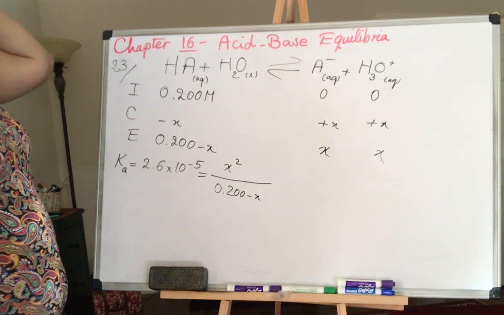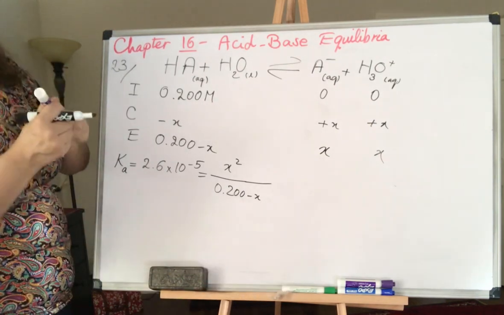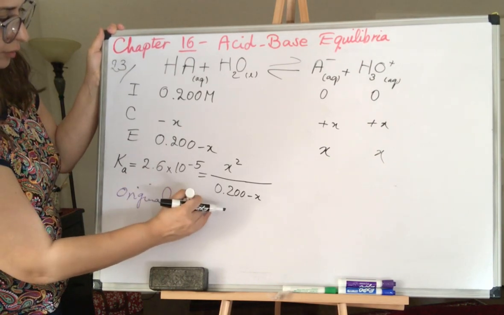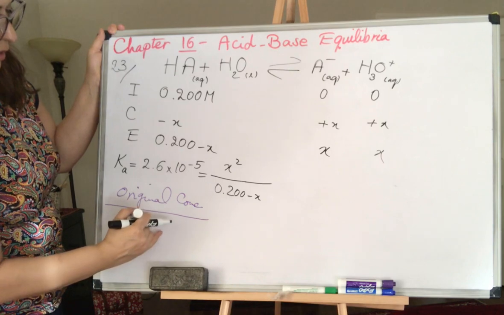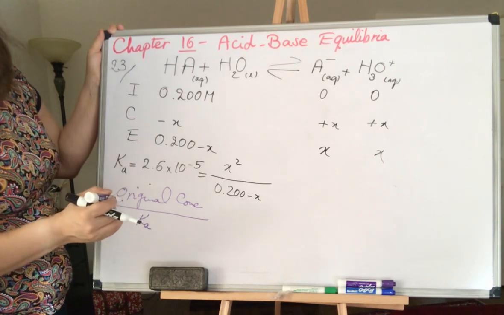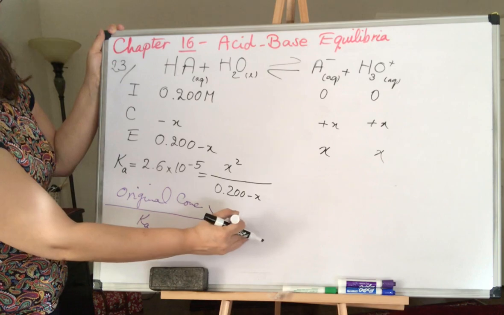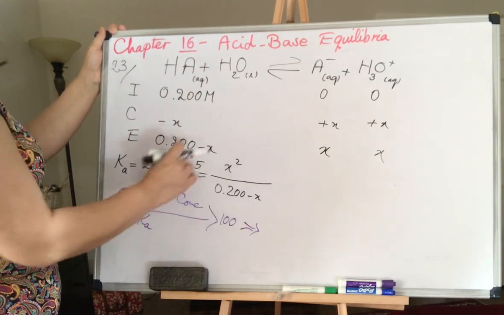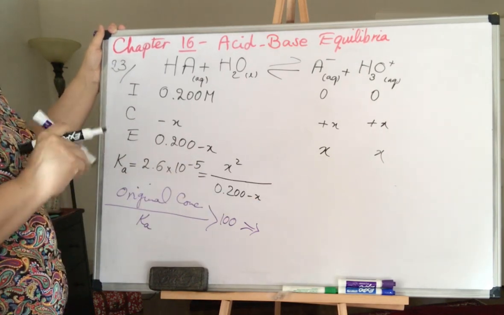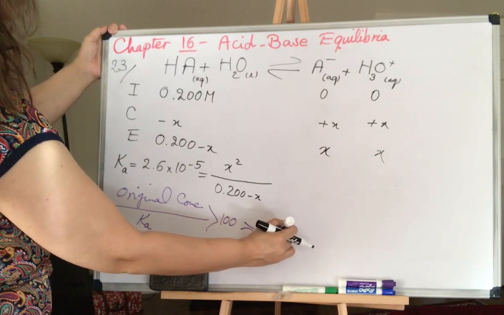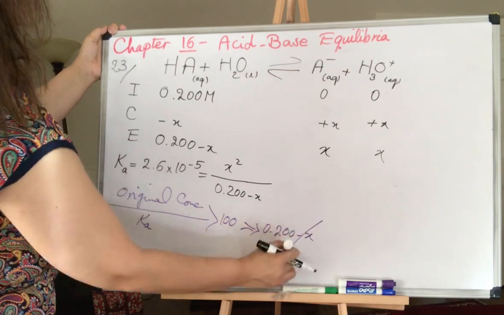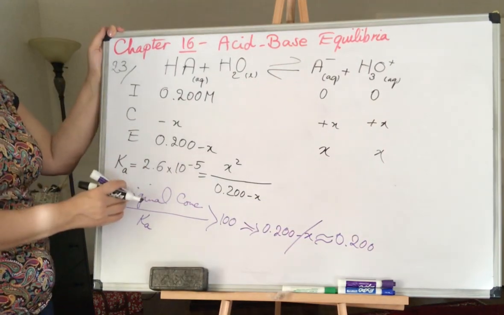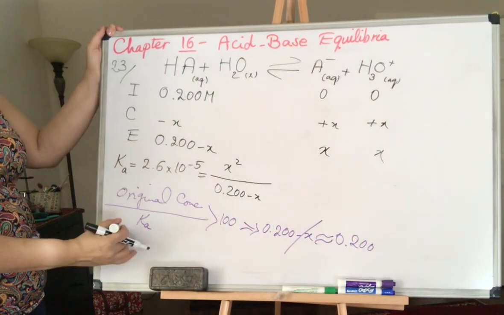What is that? If the original concentration over the Ka is more than 1000, then whenever you have the concentration minus x, you can exclude that x. So you can say 0.200 minus x is almost 0.200. So let's see if this is valid. What was the original concentration?